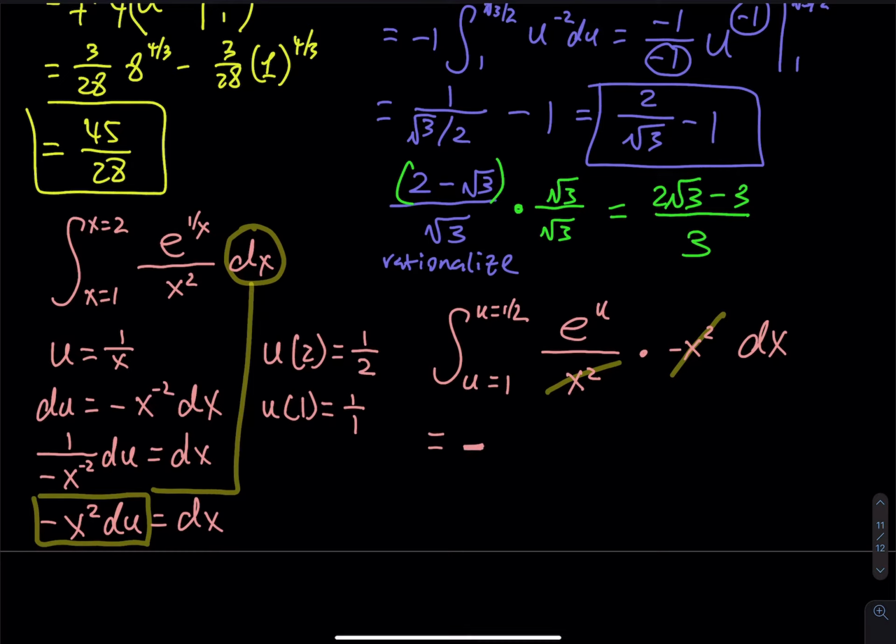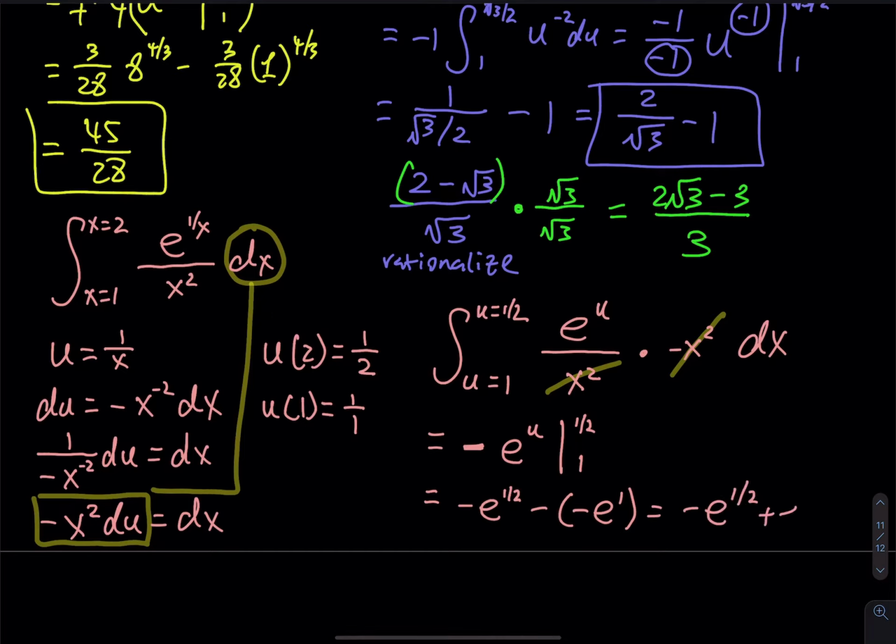The integral of e to the u is always e to the u, no change, such that u goes from 1/2 to 1. So you have negative e to the 1/2 minus minus e to the 1, so that will be minus e to the 1/2 plus e. I will just keep this as my final answer. You do not need to approximate this. If you do this on a written exam, your instructor would like you to put the answer in this form. So that is number 4.